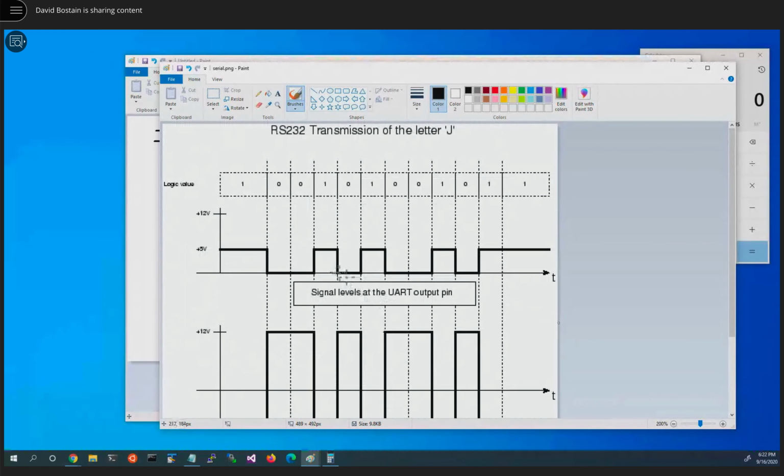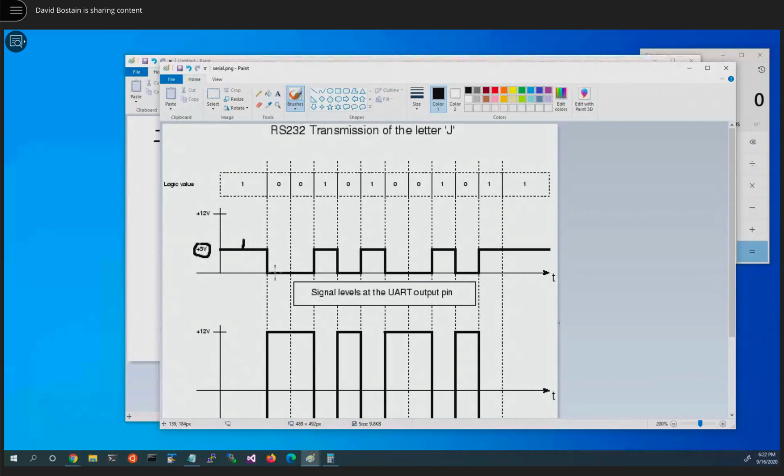Let's mostly pay attention to this one, however. This is what we would be using. 5 volts is used for a 1, and it's also called a mark. 0 volts, which is here, for example, is used for a space, and the 0 volts is also equal to the binary number 0.